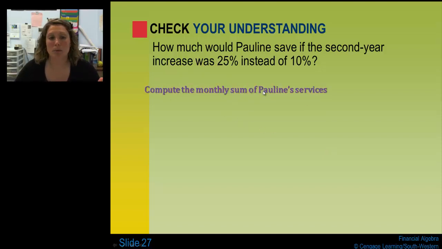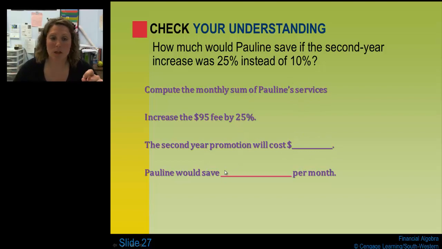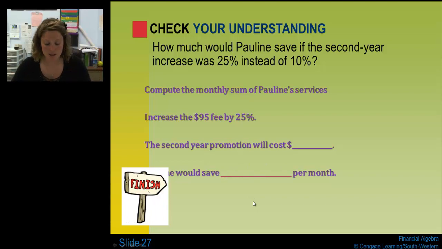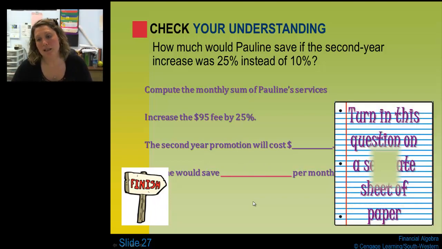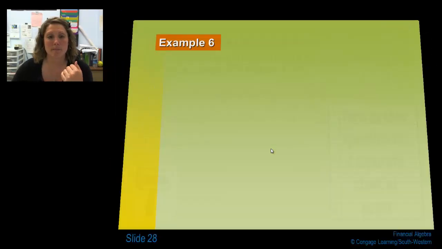So you need to again compute the monthly sum of Pauline's services, which we did on the last slide, so look back at it. Increase the $95 fee by 25% this time. So you need to actually do that multiplication step in there. And then the second year promotion will cost what? And then find the difference between what she pays per month right now and what the second year promotion would be if it was increased by 25% instead of 10%. So figure out those. You need to finish this as well as completing it on a separate sheet of paper. So you write it in two places, separate sheet of paper and in your notes, please.